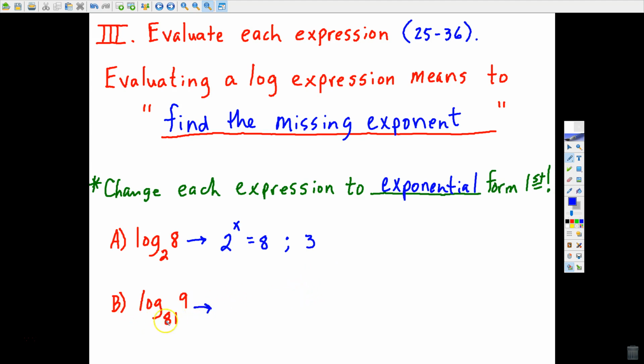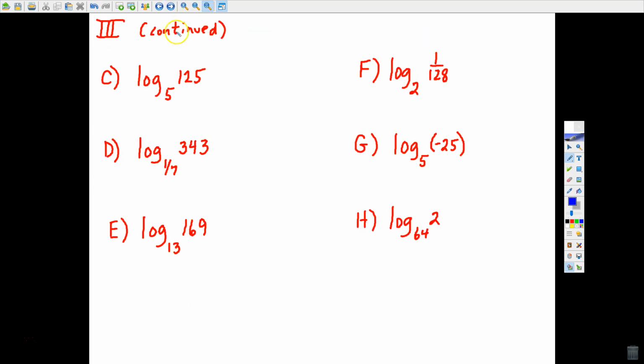Okay, letter B, I want you to take this given log expression and write it into an exponential equation. 81 as a base raised to some power is equal to 9. When you evaluate a log, you are finding the missing or the required exponent. And in this case, that exponent would be 1/2. 81 to the 1/2 is the same thing as the square root of 81.